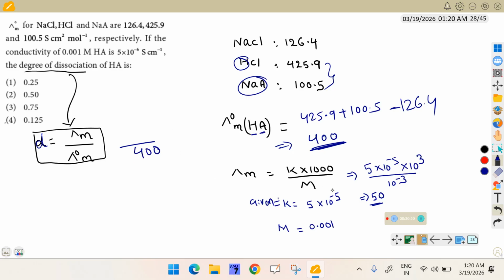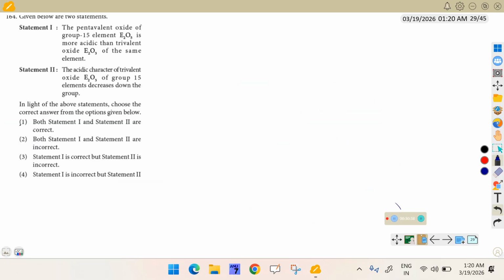Λ°m value equals 400. Λm equals K into 1000 by molarity. K value is given, 1000. Molarity value is also given. Substitute, you will get 50. 50 by 400. Simplify 50 by 400. You will get 0.125. Next, statement based question.